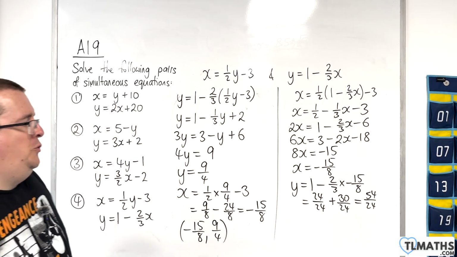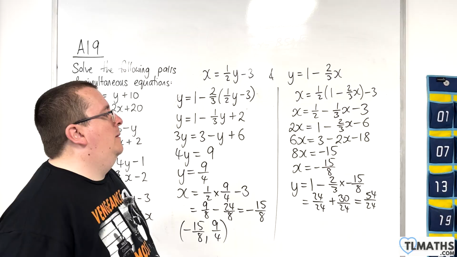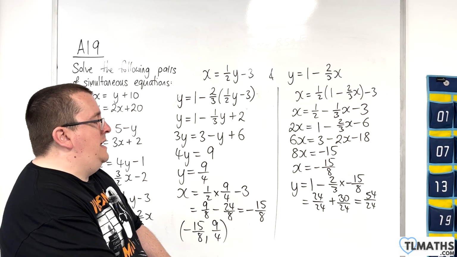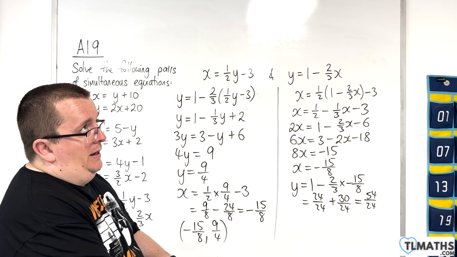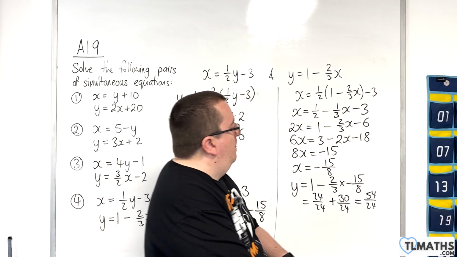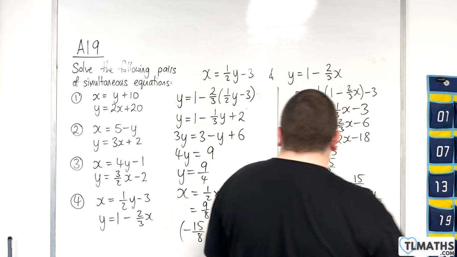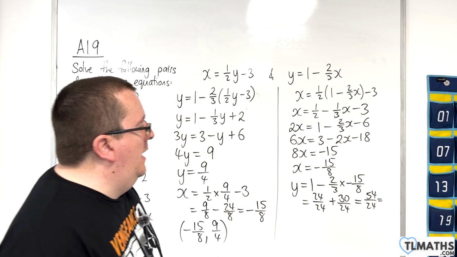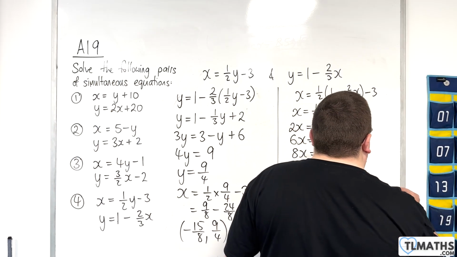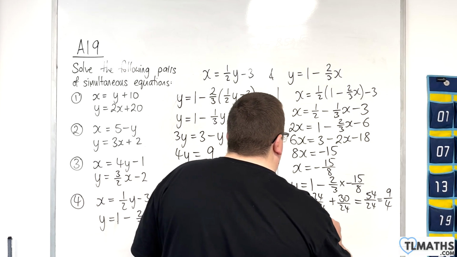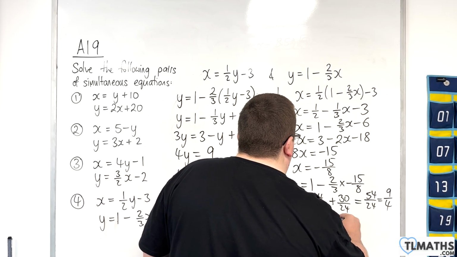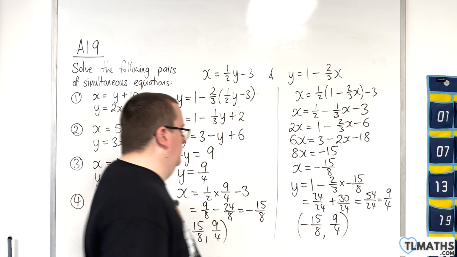Now 54 and 24 are both divisible by 3. They're actually both divisible by 6. So if we divide top and bottom by 6, that's 9 over 4. So the x value is minus 15/8 and the y is 9/4.